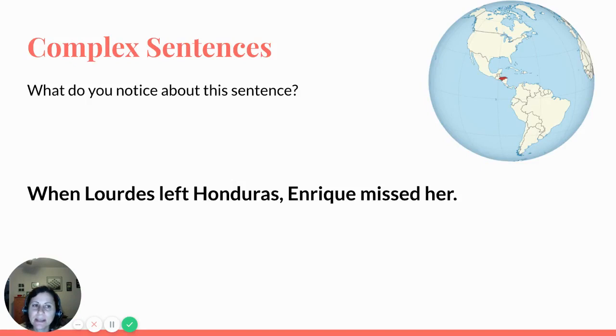What do you notice about this sentence? When Lourdes left Honduras, Enrique missed her. What's the subject in this sentence? Lourdes. What's the verb? Left. And the complete thought? Honduras. But then we have another subject, another verb, and another complete thought. This is what we call a complex sentence.